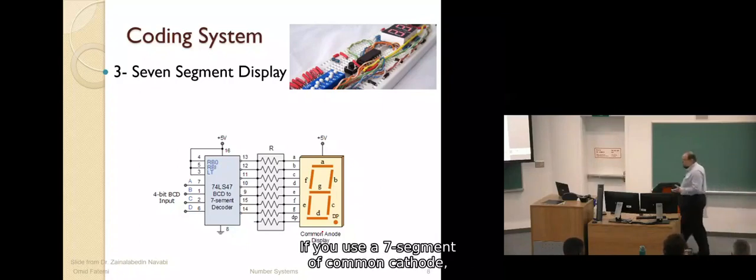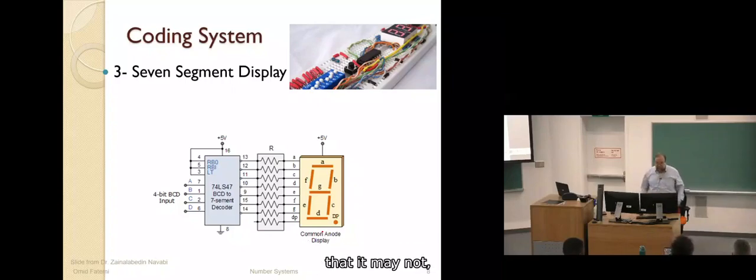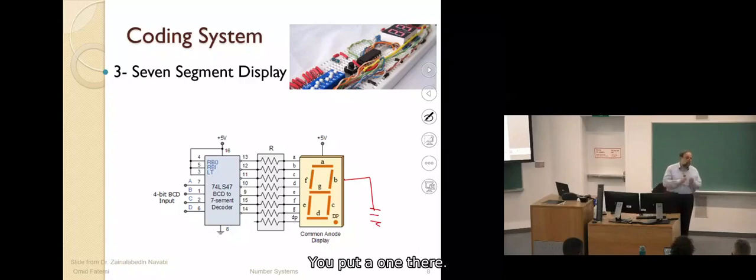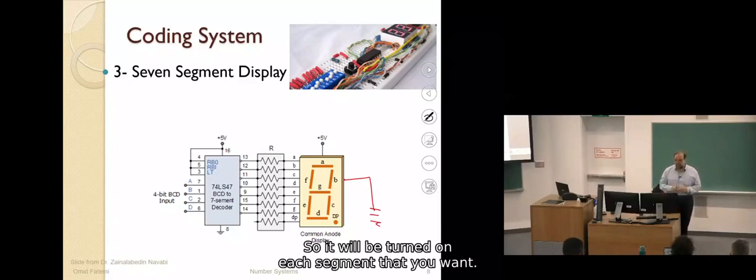If you use a 7 segment of common cathode, which is not shown here, in common cathode you put the cathode to the ground, and then each segment would be 1. You put a 1 there, so it will be turned on, each segment that you want.